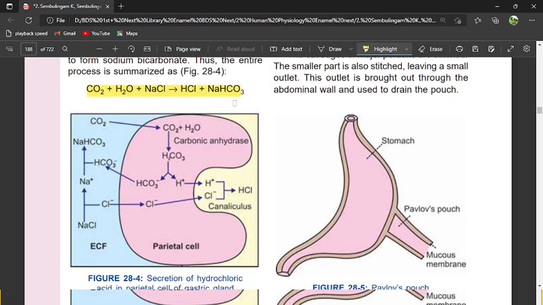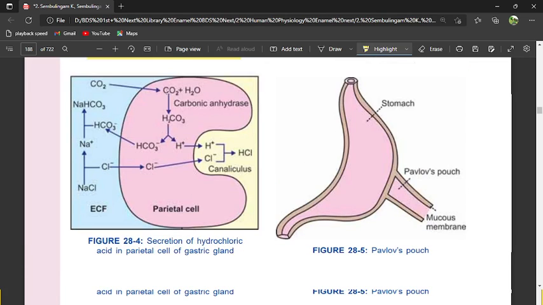So what happens in our cell? Look, your parietal cells are oxyntic cells, right? Carbon dioxide reacts with water in the presence of carbonic anhydrase, forming H2CO3, which is your bicarbonate. H2CO3 splits again into HCO3 and H plus. Here what is happening: this positive H plus, along with the chlorine you are getting from the extracellular fluid, say sodium chloride, Na plus and Cl minus, gives NaHCO3 and HCO3.